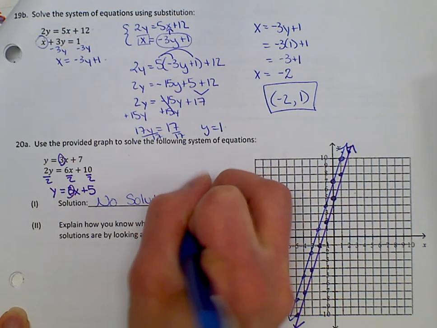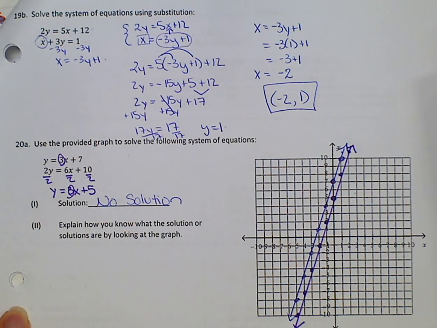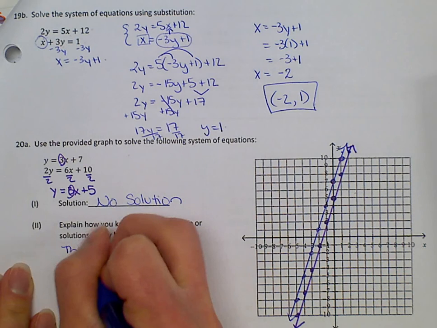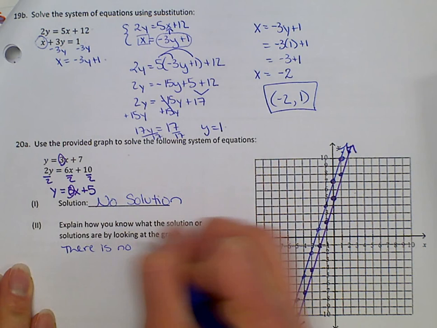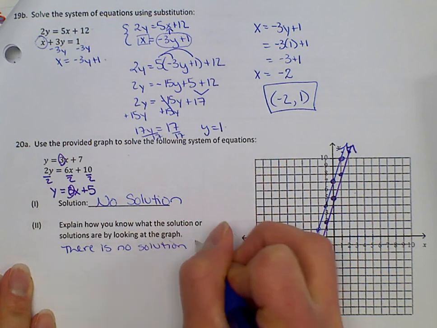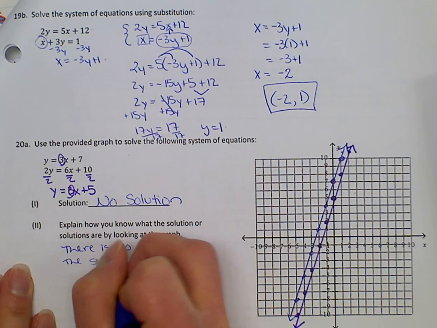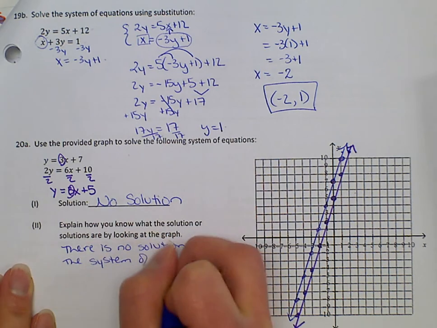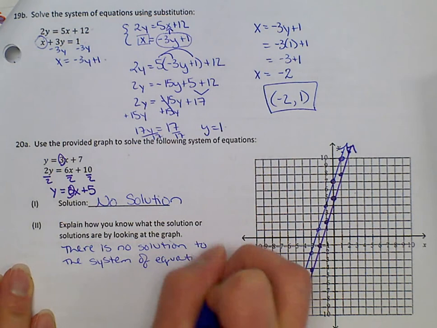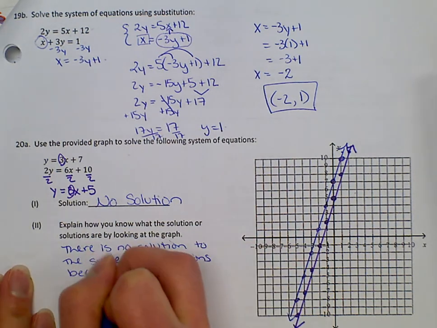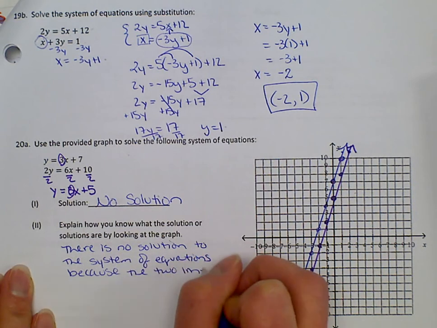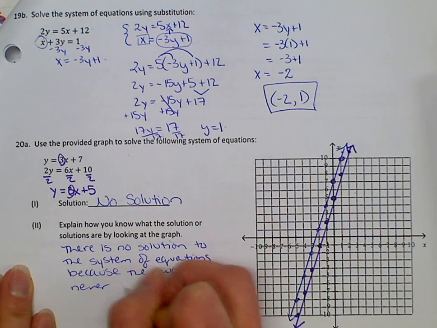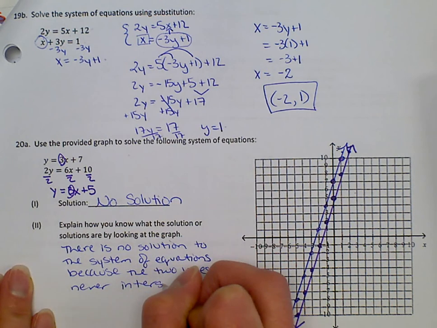It says explain how you know what the solution or solutions are by looking at the graph. There is no solution to the system of equations because the two lines never intersect.